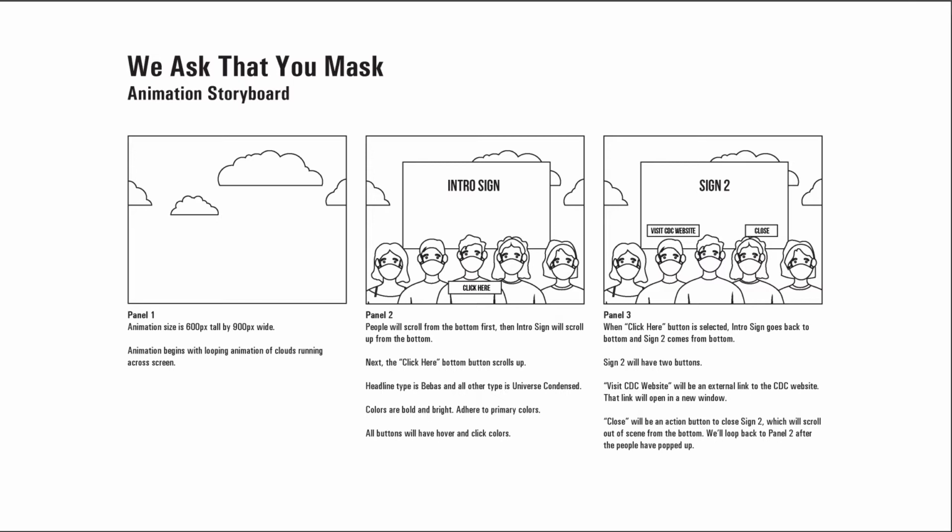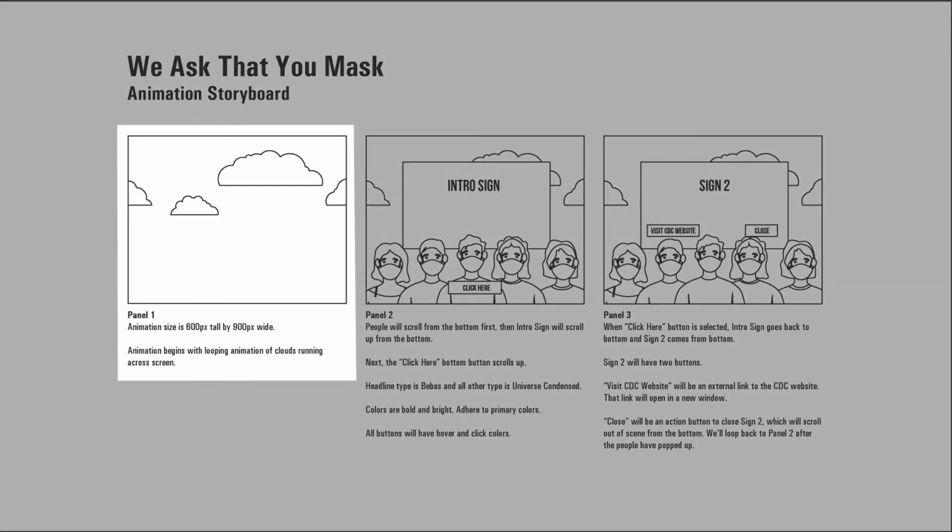So here's what we're going to do. We're going to run through the animations from panel 1 through panel 3 back to panel 2. That's going to be the loop that we're going to run for this animation. Again, we're not worrying about stopping or starting. We'll address those at a later time. Note that on panel 1, all we've got are the clouds and the sky.